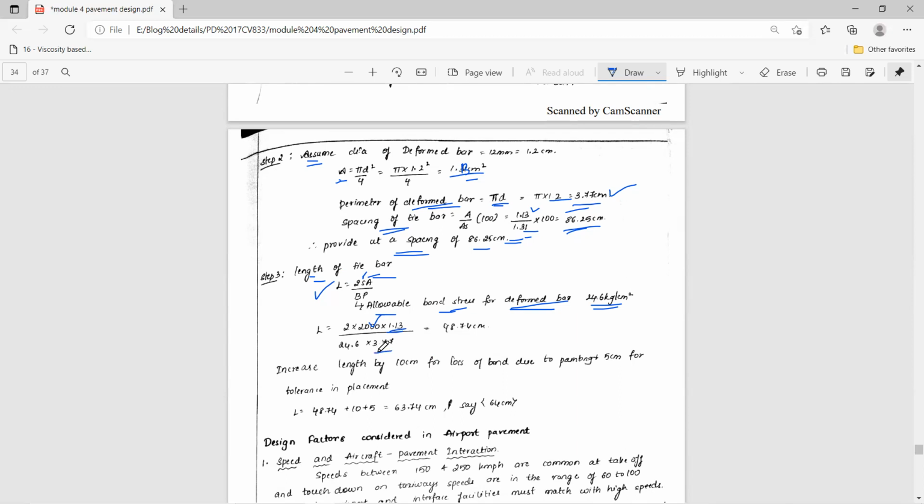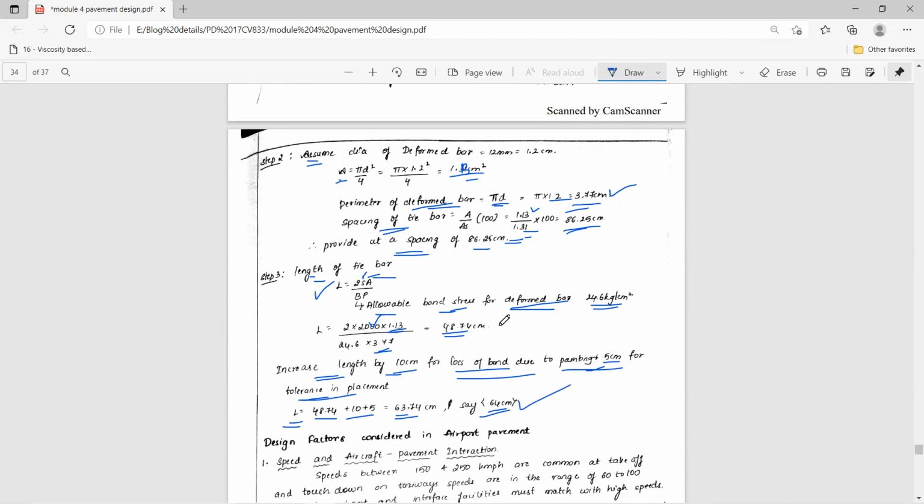Here I need to substitute it as 2000 multiplied by the cross sectional area 1.13 divided by 24.6 multiplied by 3.77, that is the perimeter. So the total length we have to provide is 48.74 centimeter, but you have to increase the length by about 10 centimeter for loss of bond due to painting, and another 5 centimeter for the tolerance in placement. Therefore, the total length of the deformed bar we have to use is 48.74 plus 10 plus 5, which equals 63.74. You can consider it as 64 centimeter.